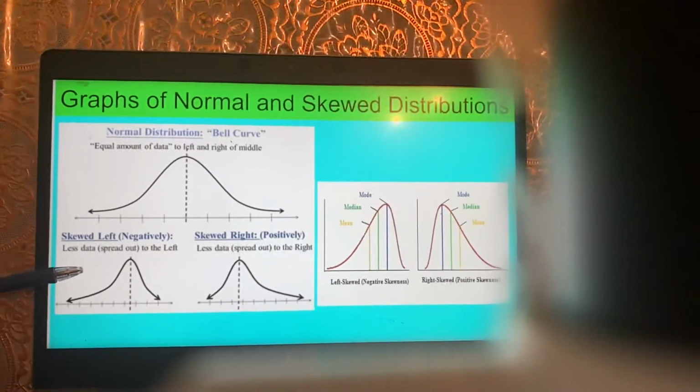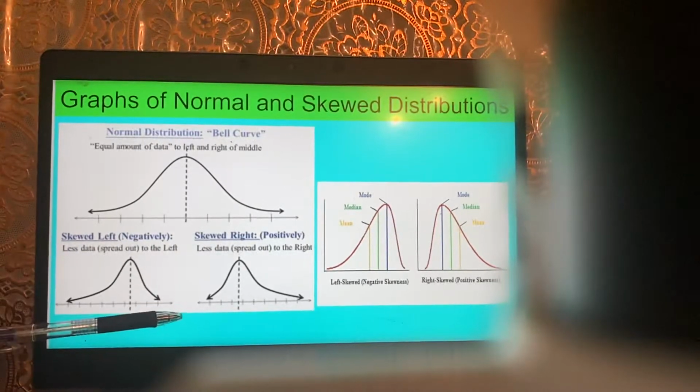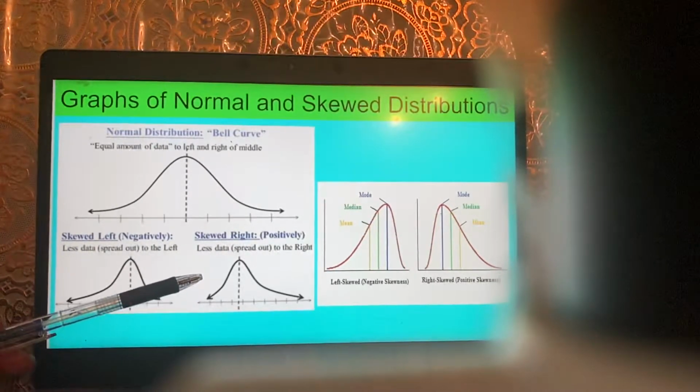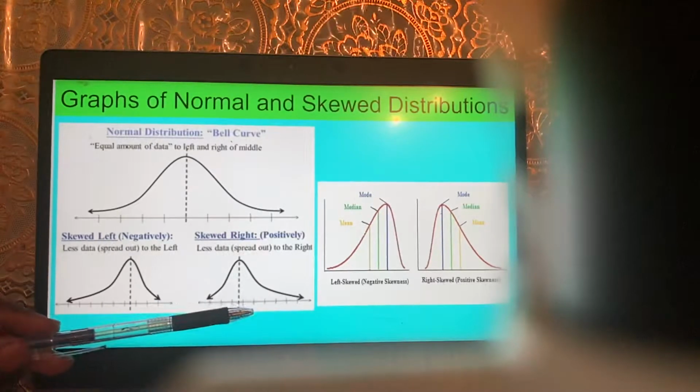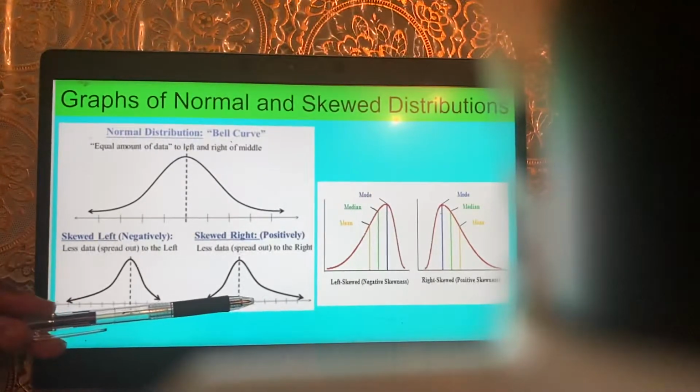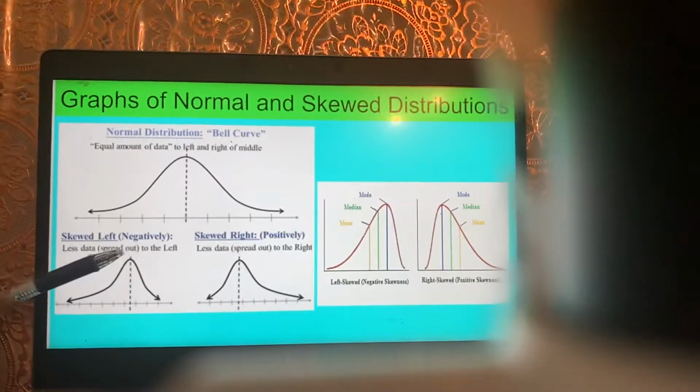Skewed left or negative means less data spread out to the left. It is negatively skewed. Many data values are at the right here, but only less values, or it has a long tail on the left side. This is called skewed left or negatively skewed. When it is skewed right or positively, less data spread out to the right. Many data values are at the left, so less data values to the right.